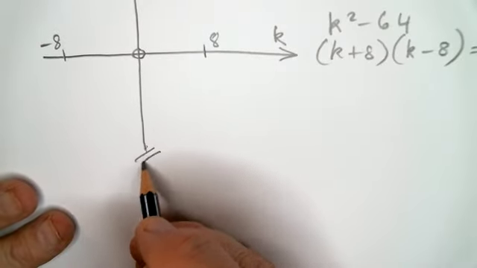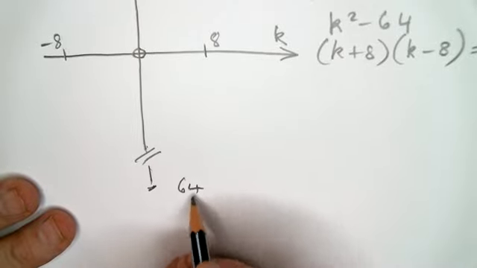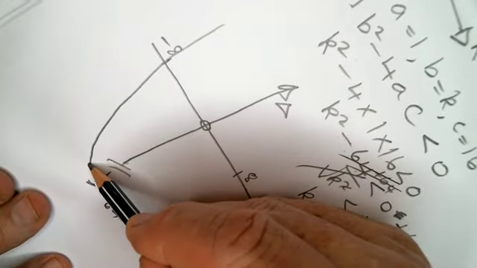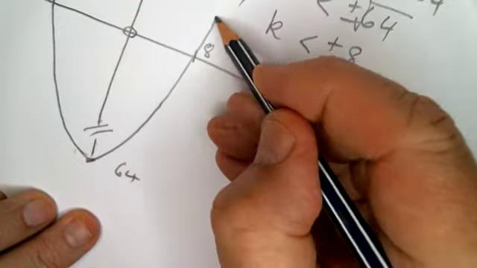It's going to be here somewhere, and it's going to be 64. So let's try and graph that. It's going to be something like this. It's going to go down. It's going to turn around like this. It's going to come back up here like this, through here, and so on.